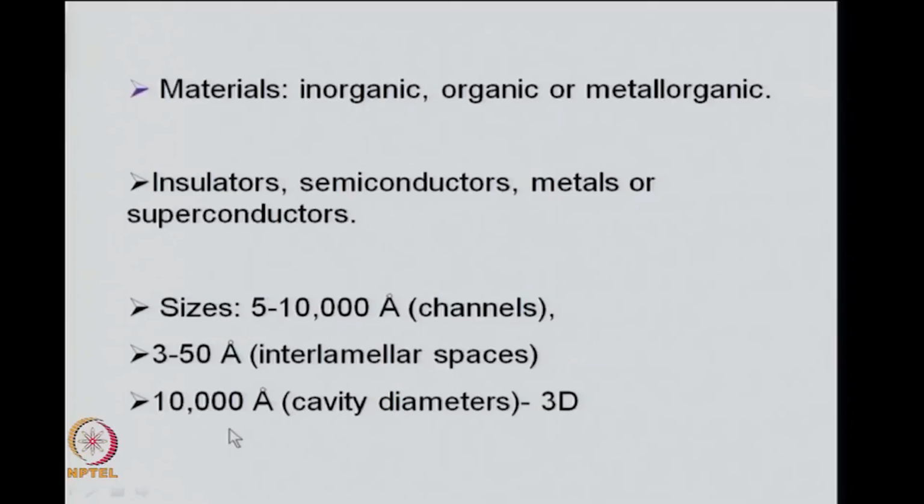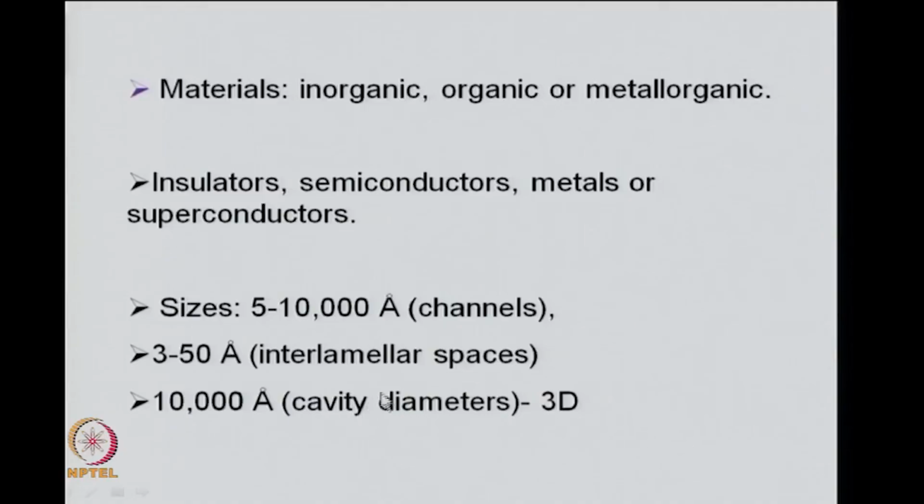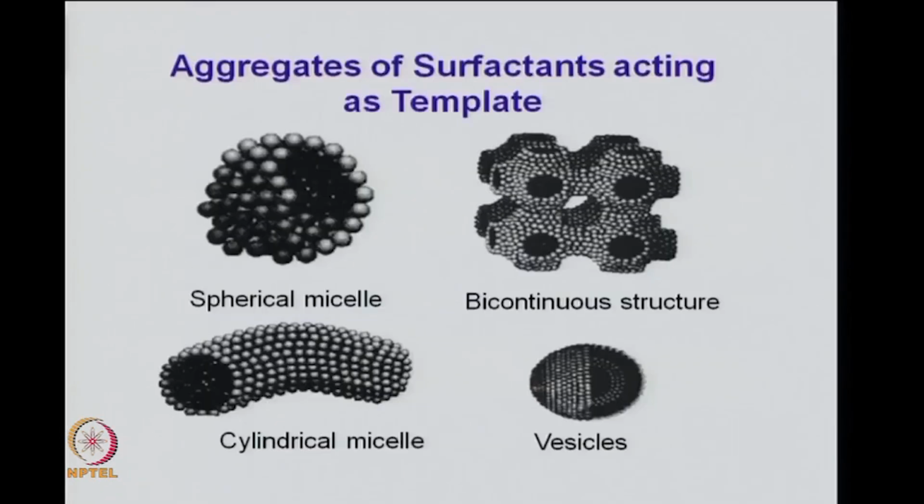So, depending on the shape of the material, you have some restrictions on the type of size you will get. In 1D structures you can get very large values, and in 3D structures you can again get very large values. However, for 2D nanostructures made within the interlamellar spaces of the template, you normally get sizes which are of the order of 3 to 50 angstroms.